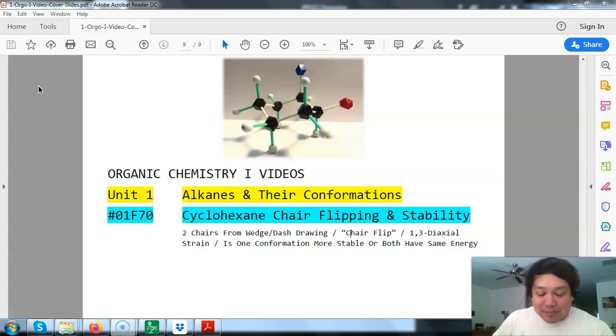Okay, I want to wrap up our discussion about cyclohexane and in particular chair flipping, and we're also going to talk about stability. Which of the two chair conformations is more stable, or are they of equal energy?